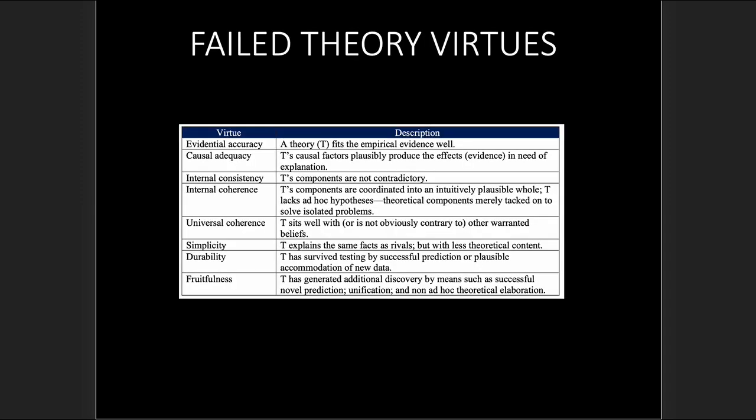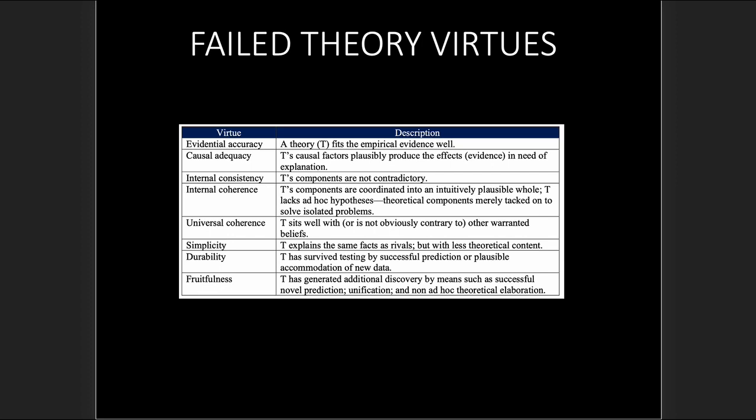So let's look at our theory virtues that you're using to evaluate these false predictions. Evidential accuracy, causal adequacy, internal consistency, internal coherence, universal coherence, simplicity, durability, and fruitfulness. So like I said, I think fruitfulness is okay on this one because you do see a lot of papers. Just to be fair, a lot of interesting ideas. I don't think anything is going to pan out or work, but at least there is a lot more work coming out of it. What about the other 7? So let's go through those.